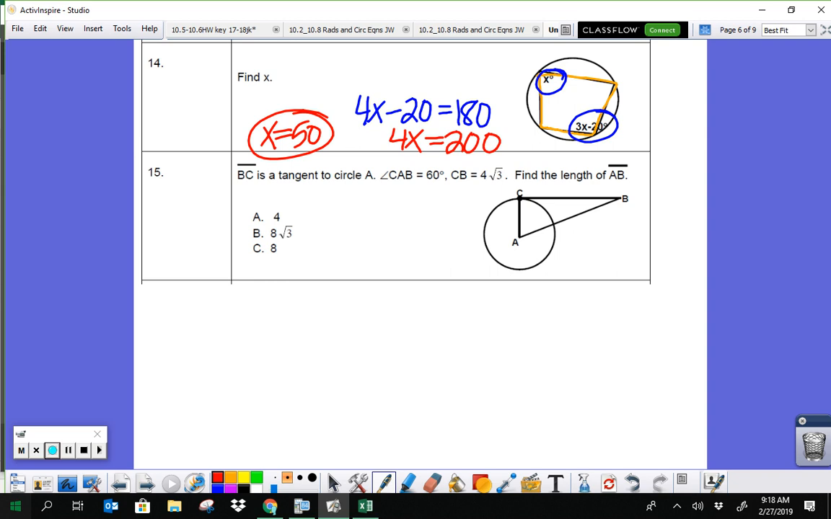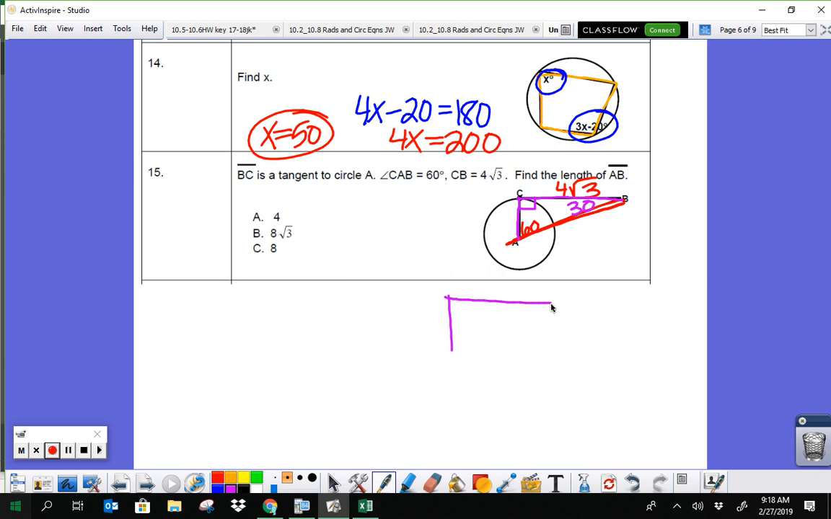Number 15, BC is tangent to circle A. If CAB is 60 and CB is 4 square root of 3, find the length of AB. So we're trying to find this right here. Okay, what you see here is this tangent line to this radius. When you have a tangent and a radius like this, that makes a right angle. So what we now have is a 30, 60, 90 triangle.